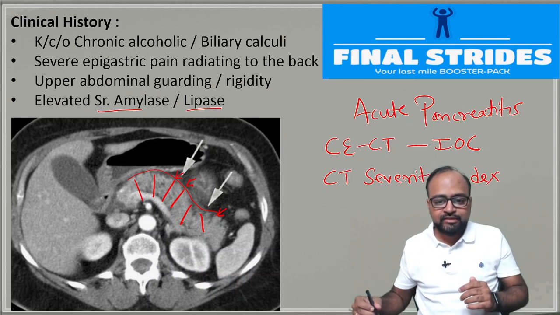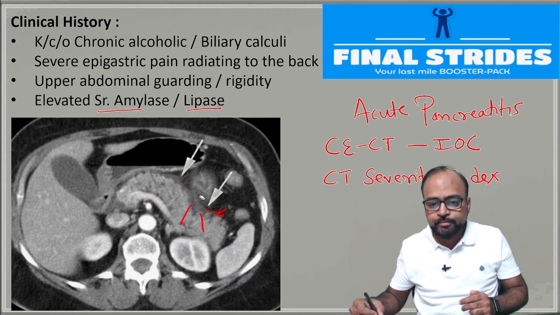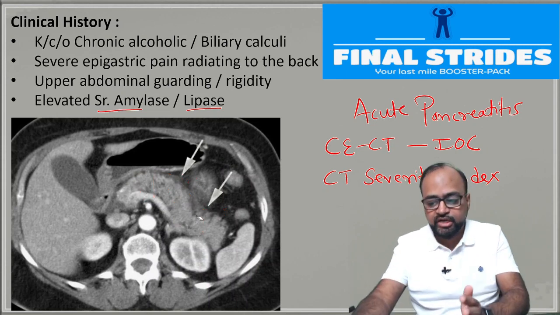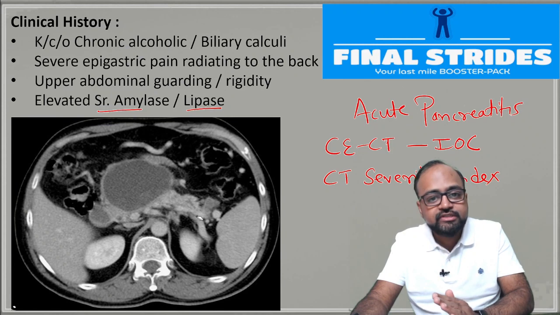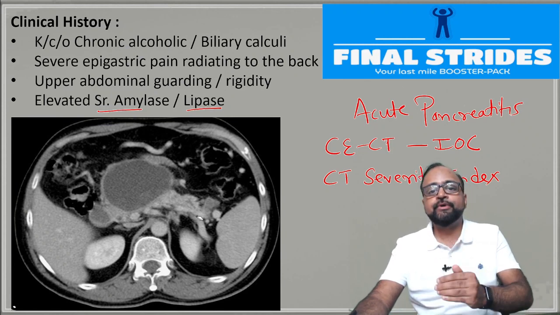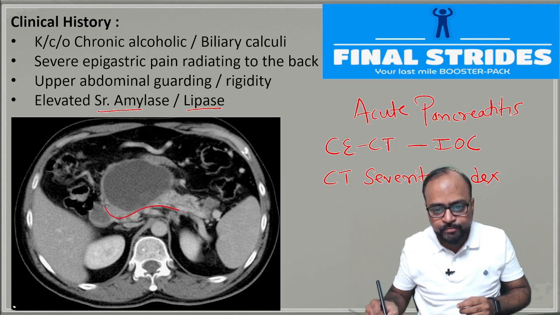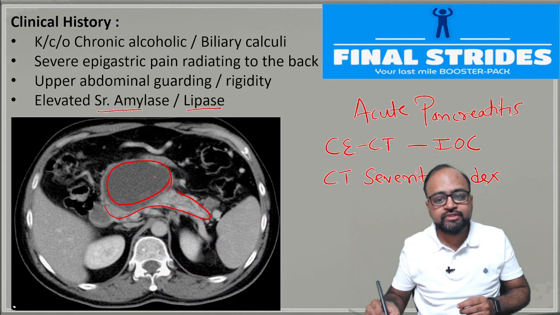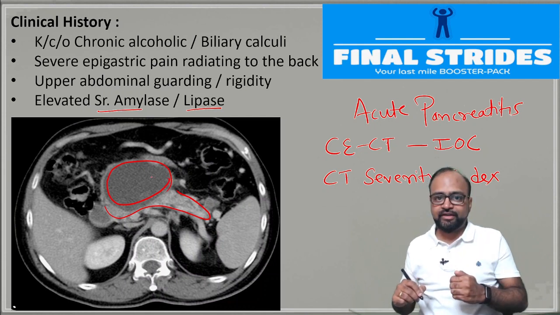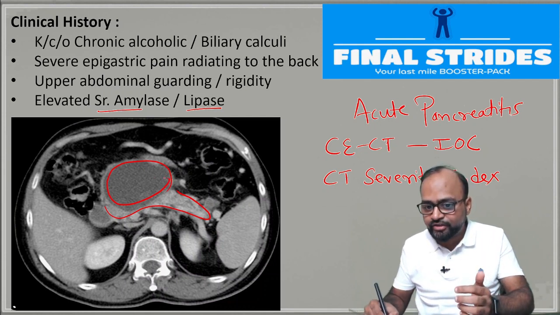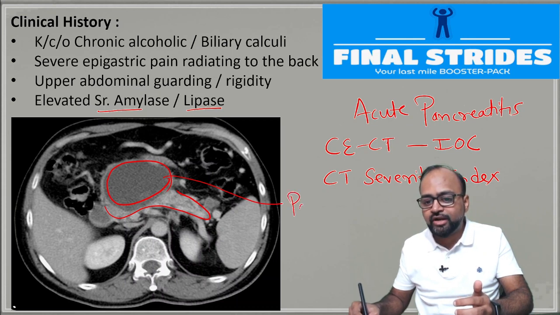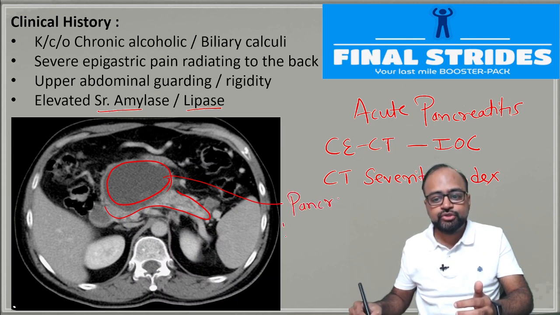Now suppose that this particular patient was treated and recovered, and was discharged. The patient comes to you after 6 weeks with a lump in the epigastrium. You do a CT, what do you see? In the region of the pancreas, you are able to see a fluid collection. So what is this? This is a complication of acute pancreatitis seen after a few weeks. What is this? This is called a pancreatic pseudocyst, right?